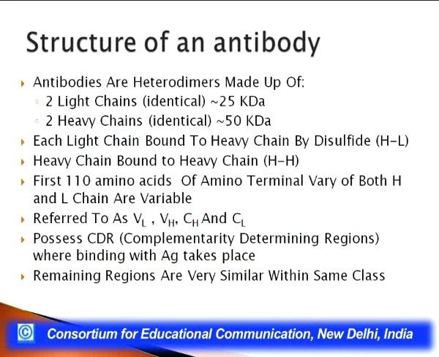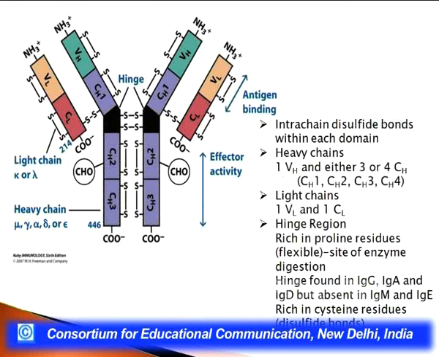Now, if you come to the structure of an antibody, which was deciphered by Porter, antibodies are heterodimers. They are made up of 2 light chains, each of 25 kilodaltons, and 2 heavy chains, each of 50 kilodaltons. If you go to the next slide, you will see that this is a Y-shaped structure of an antibody, wherein the central 2 chains are the heavy chains and the outer 2 chains are called the light chains, and they have different regions.